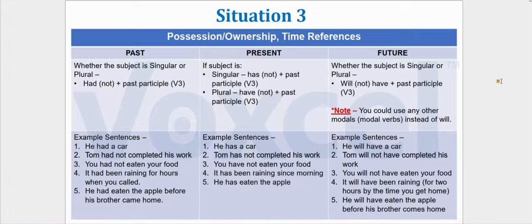So if you want to talk about one incident in the past, you will use simple past, like I ate, for example the fifth sentence. If you want to talk about my incident of eating an apple, I ate an apple. But if we want to talk about two incidents that occurred one after the other in the past, for the incident which occurred first, I will use past perfect, and for the incident which occurred after that, I will use simple past. Let's say I ate an apple, then my friend came to my home. I had eaten the apple before my friend came to my home. Clear?